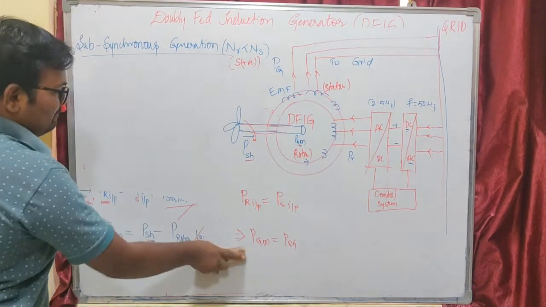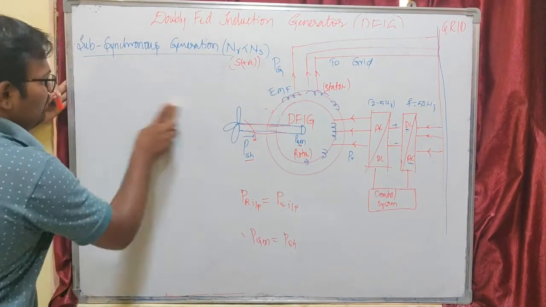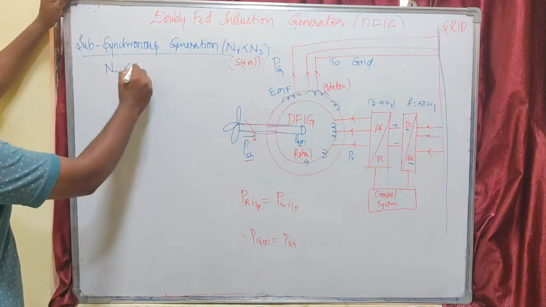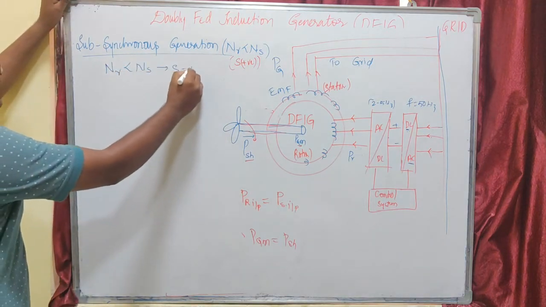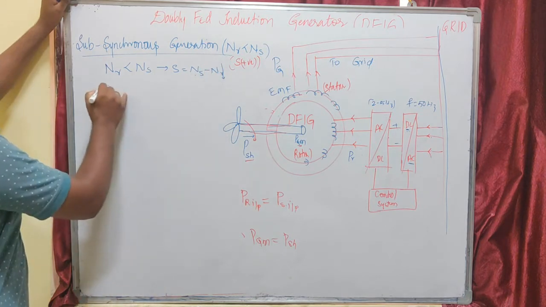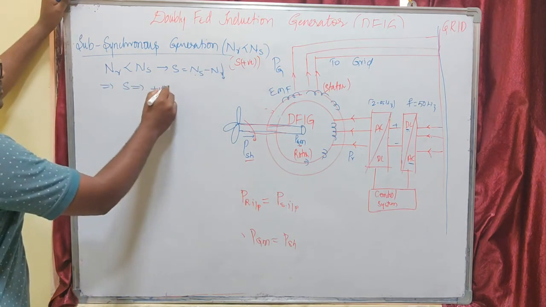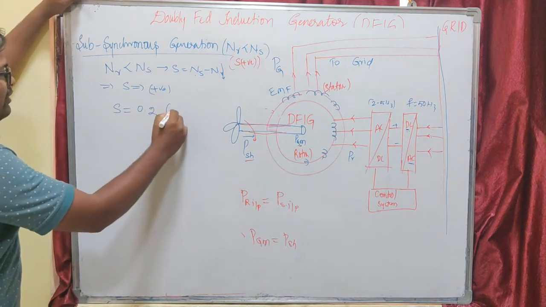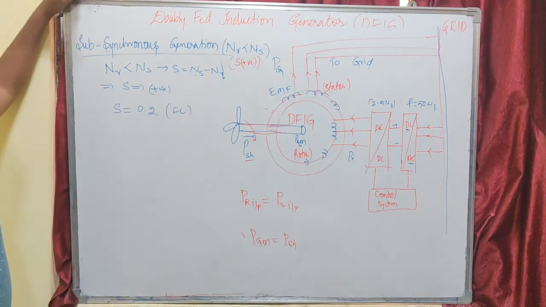Okay, here for subsynchronous generation, we know that our rotor speed is less than synchronous speed. That means slip is nothing but (Ns minus Nr) divided by Ns. As rotor speed is less compared to synchronous speed, our slip will be positive. So let me consider a slip, for example, 0.2 under full load. This is the range of slip for full load, right?